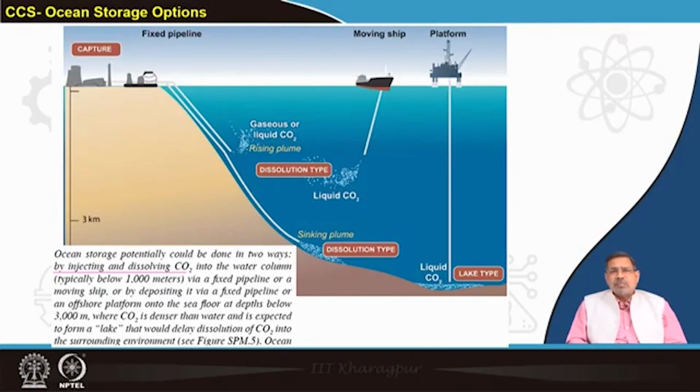So there is the dissolution type and the lake type. Where it just forms a lake, we call it a lake type, and also it dissolves. When you release it, it dissolves because carbon dioxide is slightly acidic and the oceanic water is slightly alkaline. That is why there is an affinity, because of the variation in the pH level. So you see the lake type and the dissolution type. These are the two ways the carbon is stored in oceanic reservoirs.